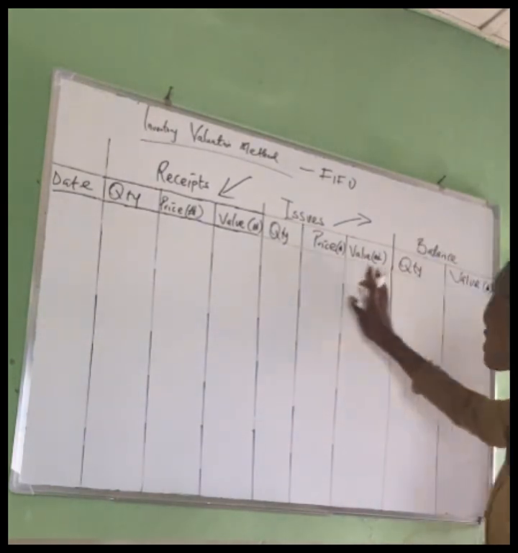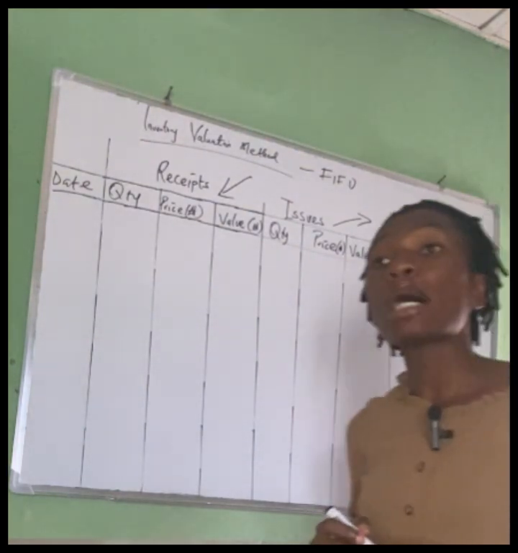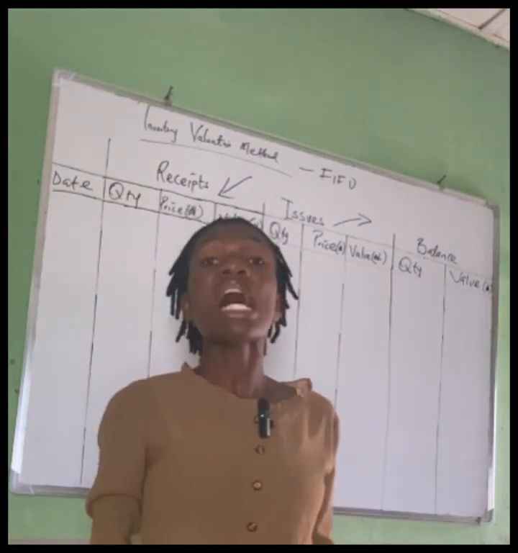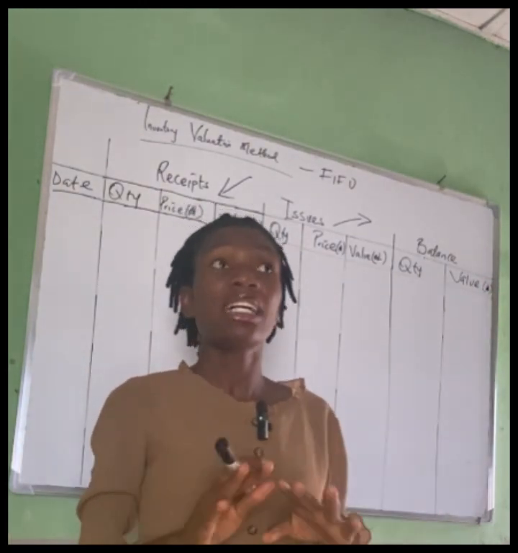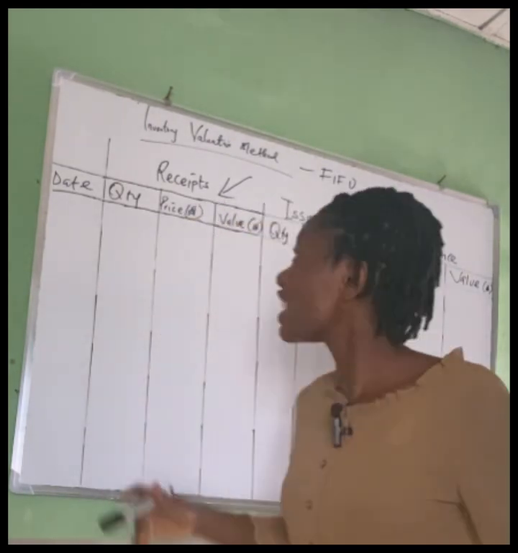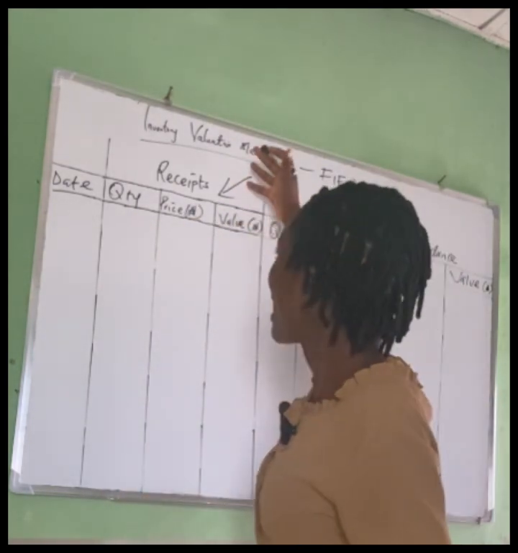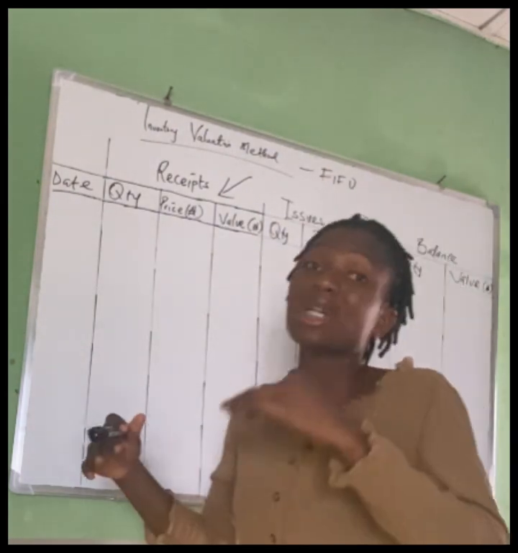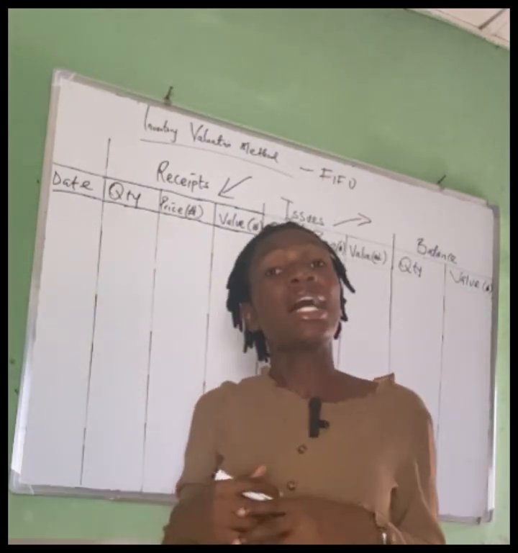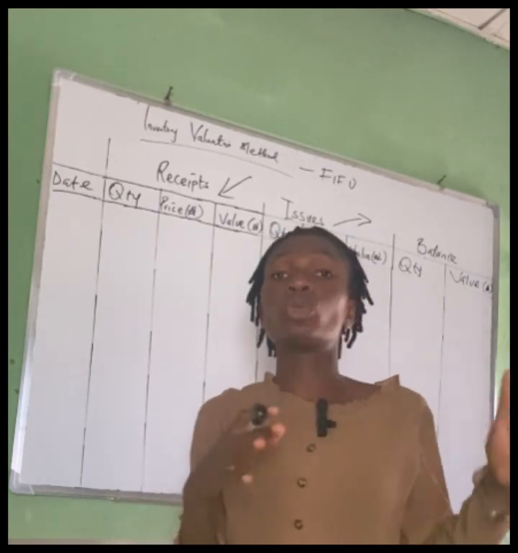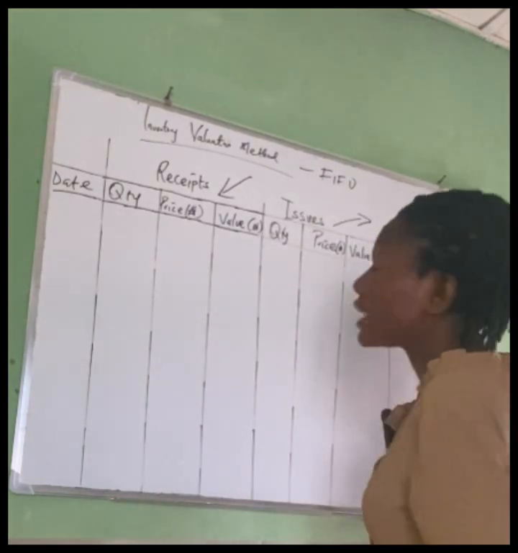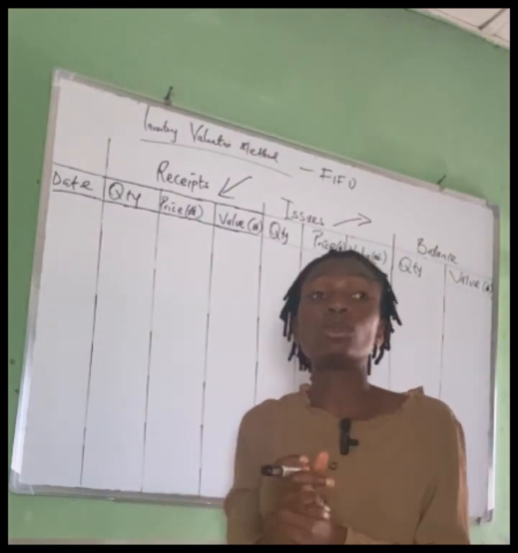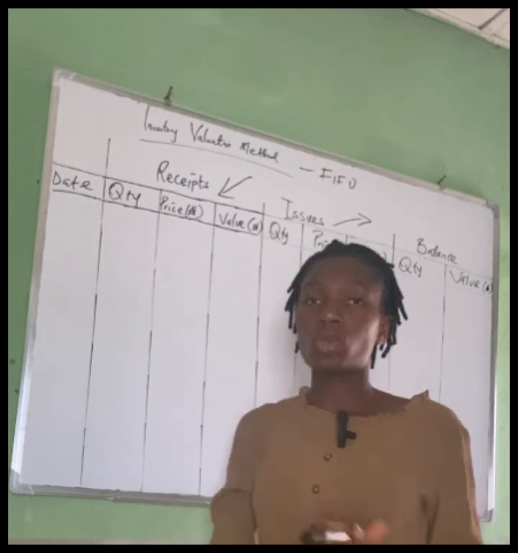Are we there now? And then lastly, we have our balance. Our balance is what is left in the store after a purchase was made or after an issue was made. Our balance is like the remainder. If there is a receipt, it means our balance should be increasing. What we should have in the store should increase. And if there is an issue, our balance should decrease. So our balance helps us to know what is left in the store. Then at the end we can know the value of our closing stock.